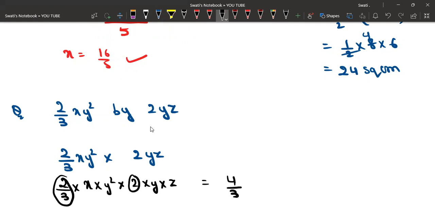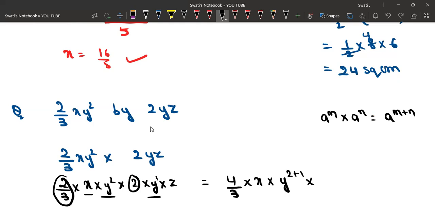I'm using the law of exponents. This x will be as it is, and y square times y will become y raised to 2 plus 1. Why? Because there is a law in the exponent called the law of product: if we have the same base and they are getting multiplied, their powers get added. Same thing here, y square times y, there is no power on y, that means 1 only. So I have written y and added the powers, so 2 plus 1 is 3, and then z as it is.